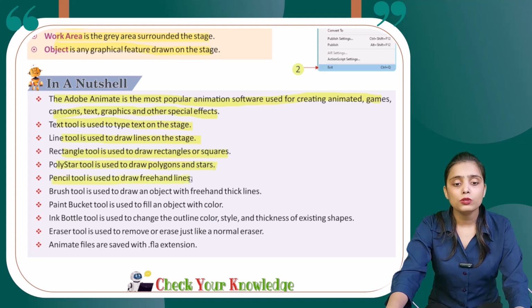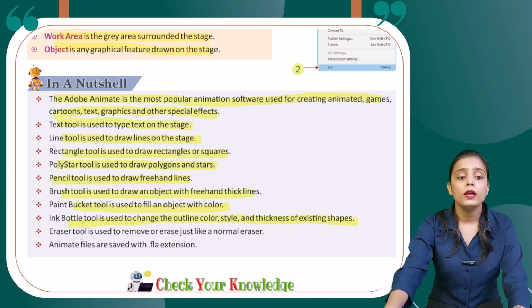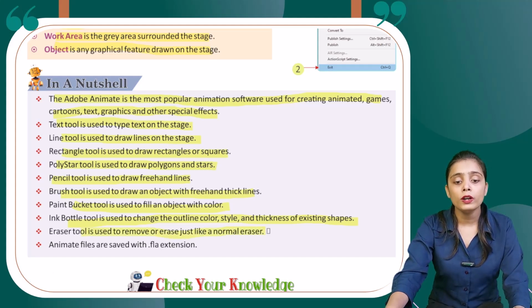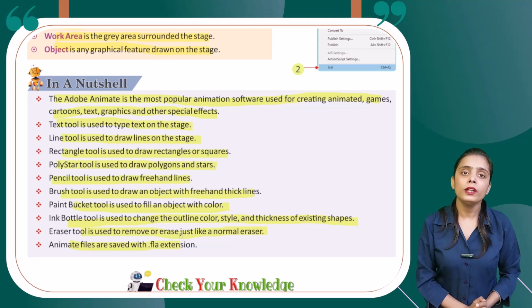Pencil tool is used to draw freehand lines, and brush tool is used to draw an object with freehand thick lines. Okay. Paint bucket tool is used to fill an object with color. Ink bottle tool is used to change the outline color, style and thickness of the existing shapes. Eraser tool is used to remove or erase just like a normal eraser. And animate files are saved with a .fla extension. So these are the points which we have already covered in the chapter.